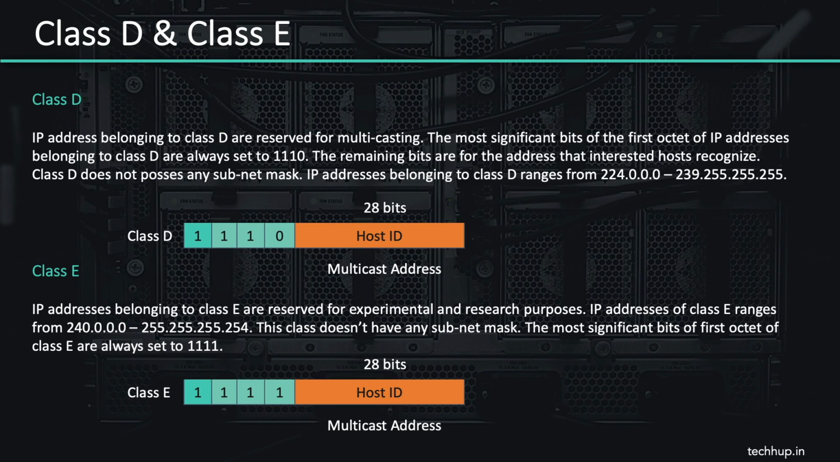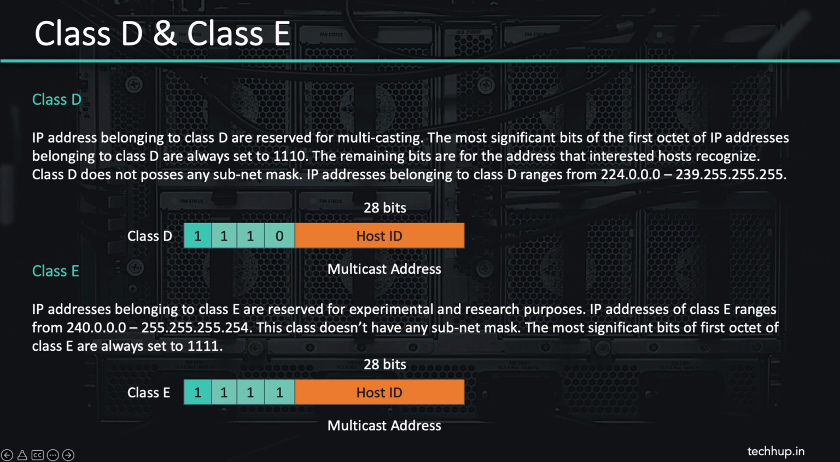In a Class D IP address, the starting bits are always set to 1110, and all the remaining bits are dedicated towards the host addressing. And that's what Class D IP addresses are. The range for the IP address is from 224.0.0.0 to 239.255.255.255.